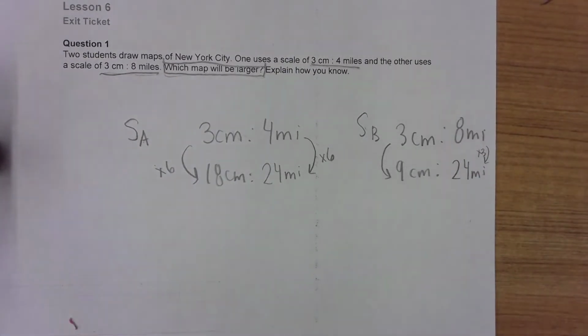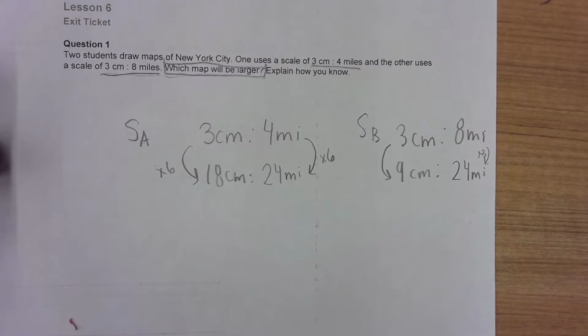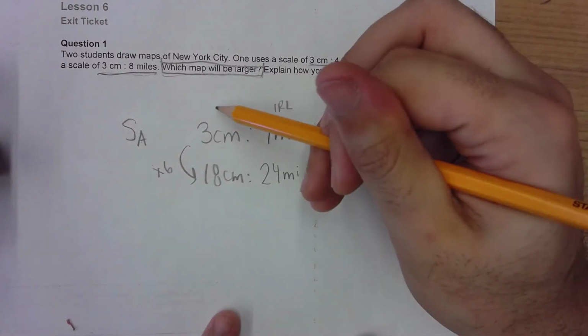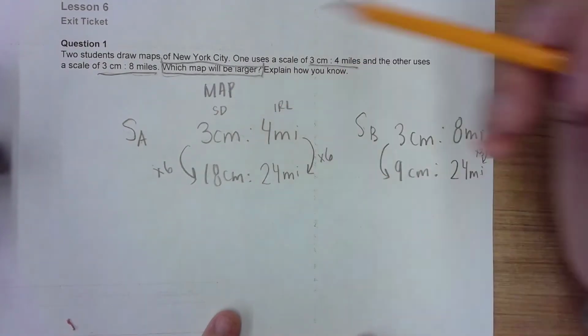Now, right off the bat, there's going to be some scholars that are going to tell me, hey, I know that 8 miles is larger than 4 miles, so scale B or Scholar B is definitely going to be the better one to go. That's going to be the larger map. However, keep in mind that these are in real life dimensions, and these are the scale drawing dimensions. In other words, the one on the left is the map.